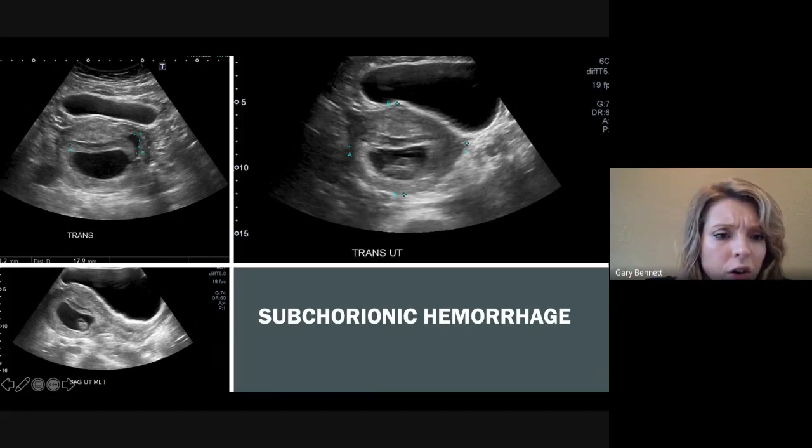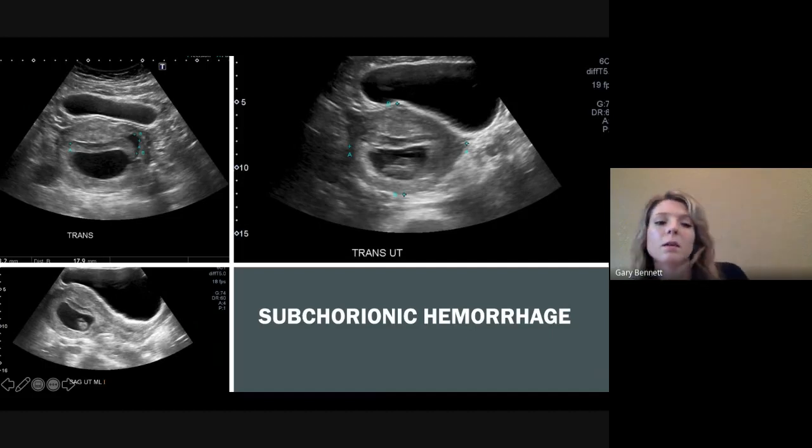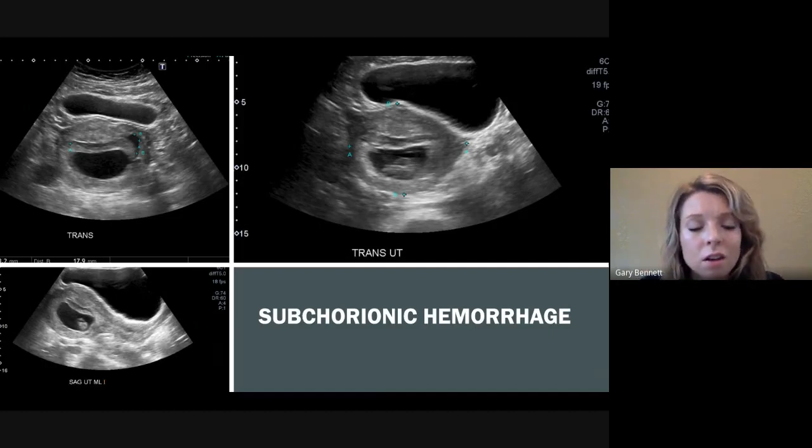That's difficult to determine on this image. I'm not sure if these are all the same case. I think they might be actually. Yeah, they all look like the same case. So we can see it in trans here. It's anterior to the gestational sac, but this is really the image that's going to help us determine whether or not the subchorionic hemorrhage is going to threaten the pregnancy. And I would say based off of this imaging, it's very unlikely to threaten the pregnancy. Again, we're going to want to see it a lot bigger before we have any major concerns about that.